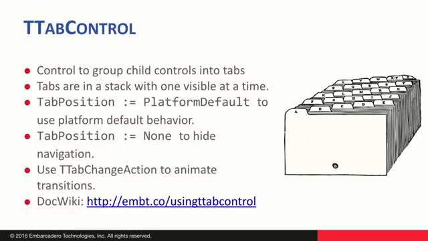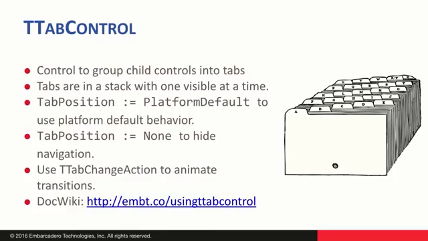You can set the tab position, though, to the platform default, which in Starter Edition, since Starter Edition only does Windows, isn't a big deal. But if you later upgrade to Pro and you deploy on iOS, for example, iOS says that your tab should be at the bottom. And so it'll automatically move those tabs to the bottom. So if it's platform default, it'll be on the top on Windows, bottom on iOS.